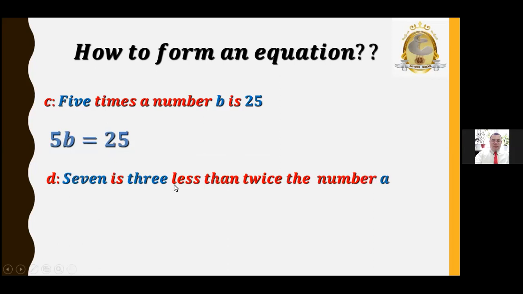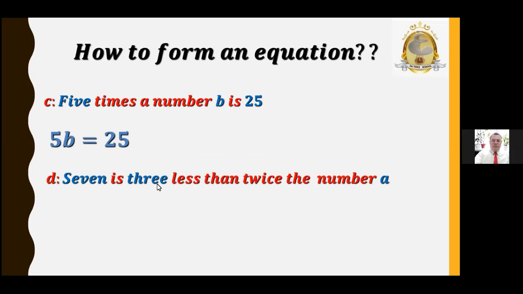7 is 3 less than twice the number a. In this question, please focus carefully, because here you can make a mistake. If you reverse the expression, you will make it wrong. Here, we know that 7 equals, or equal 7. But what about the other part? 3 less than twice. Less than means minus.